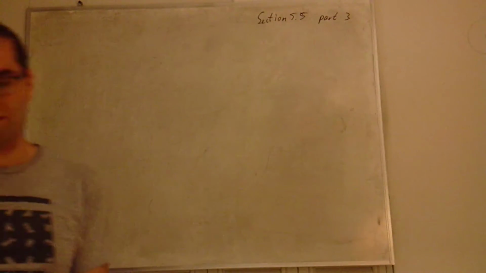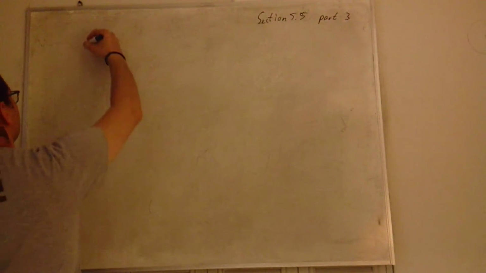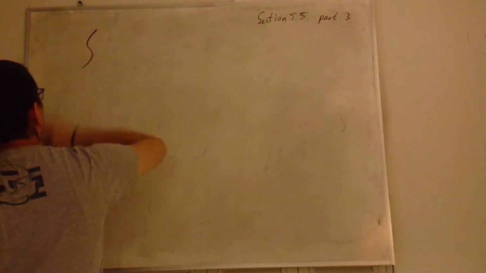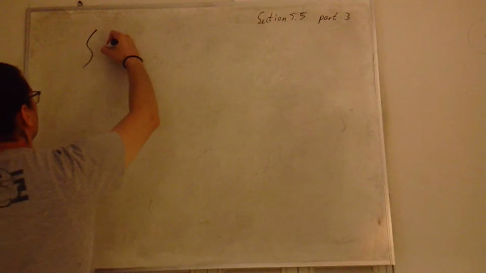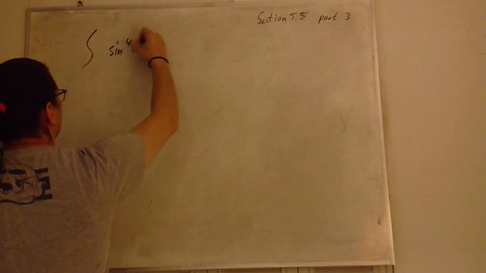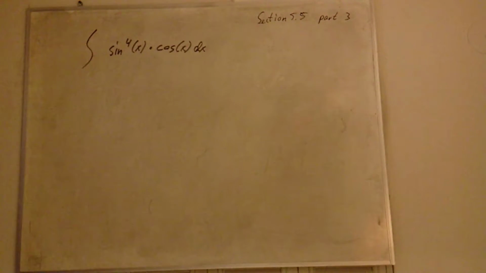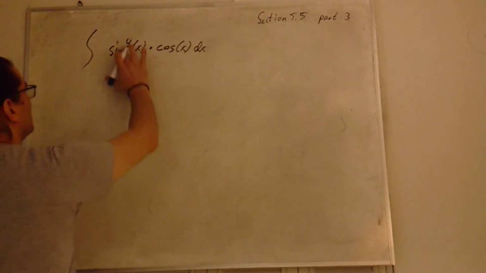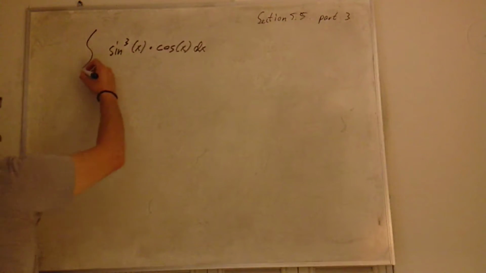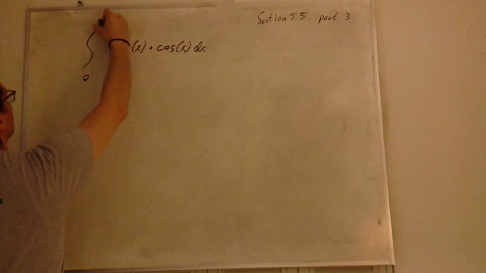The other thing I need to talk about in this part 3 of the section 5.5 video is what to do with definite integrals. So let's go back to one of our original examples. Let's talk about the sine to the 4th x times cosine x dx. Except this time, let's not do sine to the 4th, let's do sine cubed. This time I want to see what happens when we examine this from 0 to pi over 2.